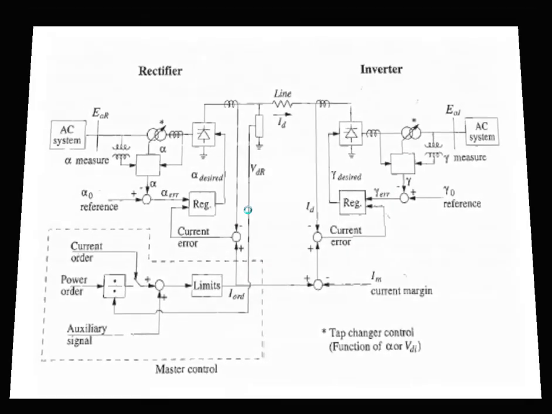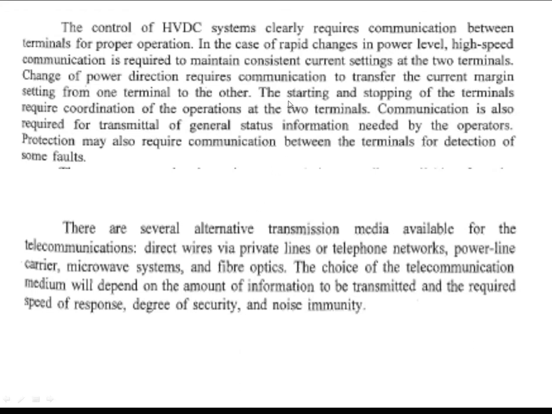You can see here the description of what type of communication system is required. There are several alternative transmission media available for telecommunication, like direct wire, via private line or telephonic networks, power line carriers, microwave systems, optical fibers. So there are different communication lines we can use in the HVDC system for the transmission of signals from one terminal to another terminal.